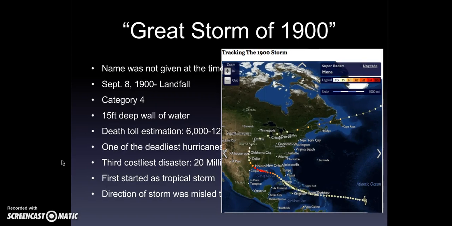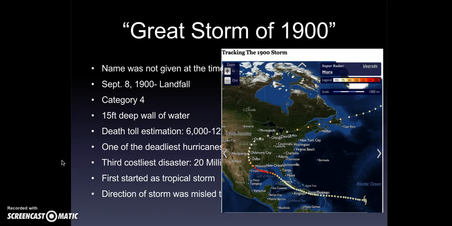So at the time that the hurricane occurred, they had not been given names yet, and so most people just know that this was the Great Storm of 1900, or the Galveston Hurricane. Landfall occurred on September 8th of 1900, and they recognized it as a Category 4 hurricane.